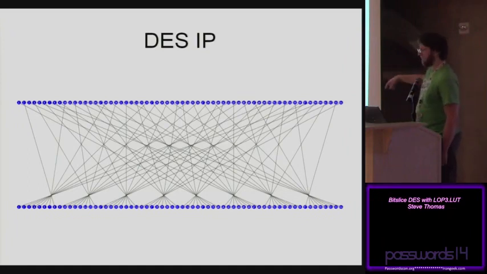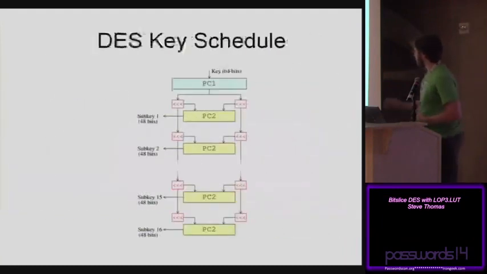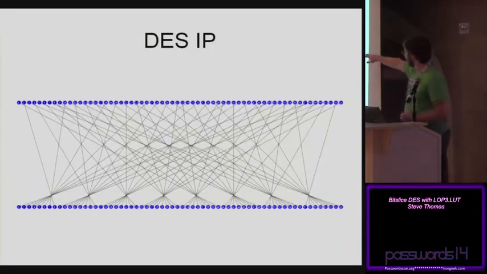The final permutation is actually the exact opposite. It's going up. Oh, all these are going down. It doesn't really matter, but just know that each one of these blue circles is a bit, 64 top and bottom.